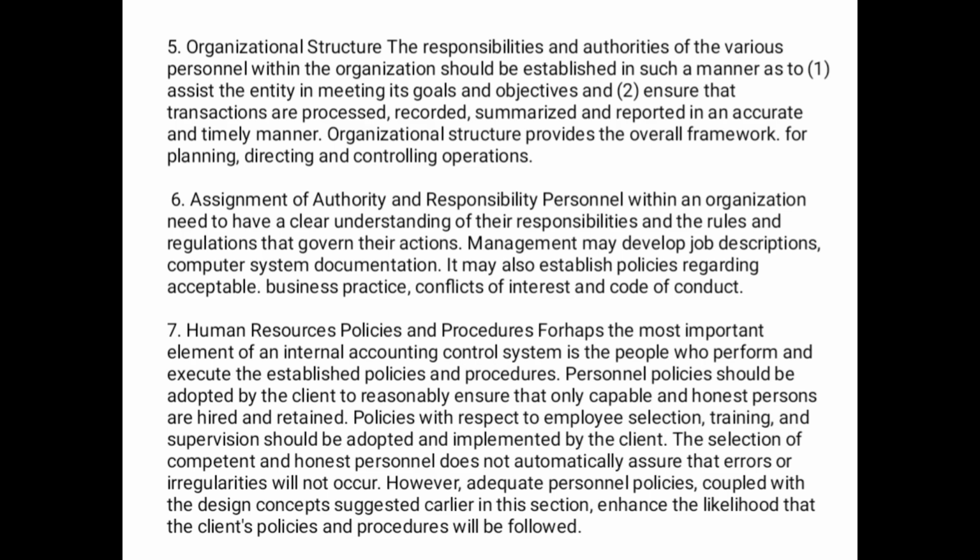The selection of competent and honest personnel does not automatically assure that errors or irregularities will not occur. However, adequate personnel policies coupled with the design concept suggested earlier in this section enhance the likelihood that the client's policies and procedures will be followed.